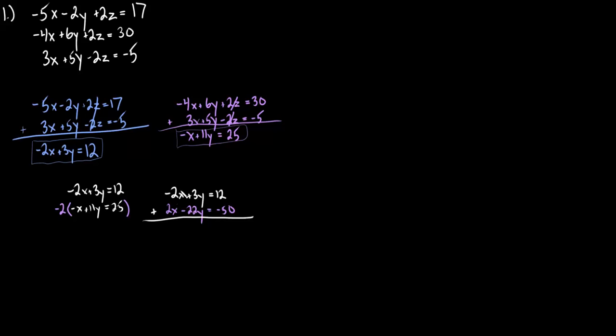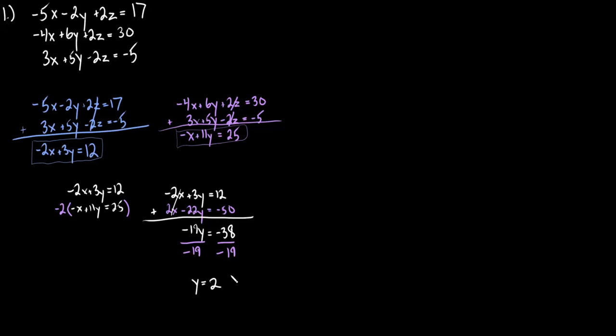Negative 2x plus 2x cancel. 3y minus 22y is negative 19y, which is equal to 12 minus 50, which is negative 38. And the reason we want to do this is that now I just have an equation with just y, so I can divide each side by negative 19, and that's going to get us y is equal to 2.